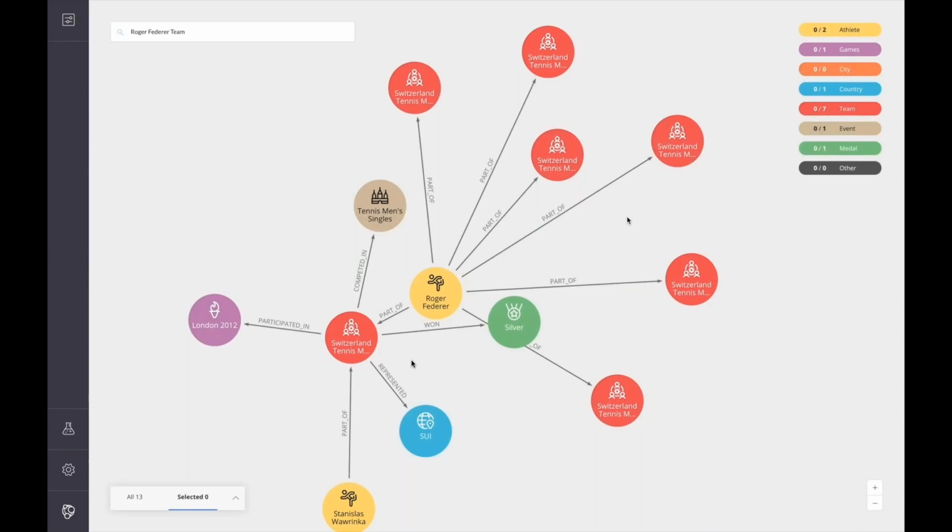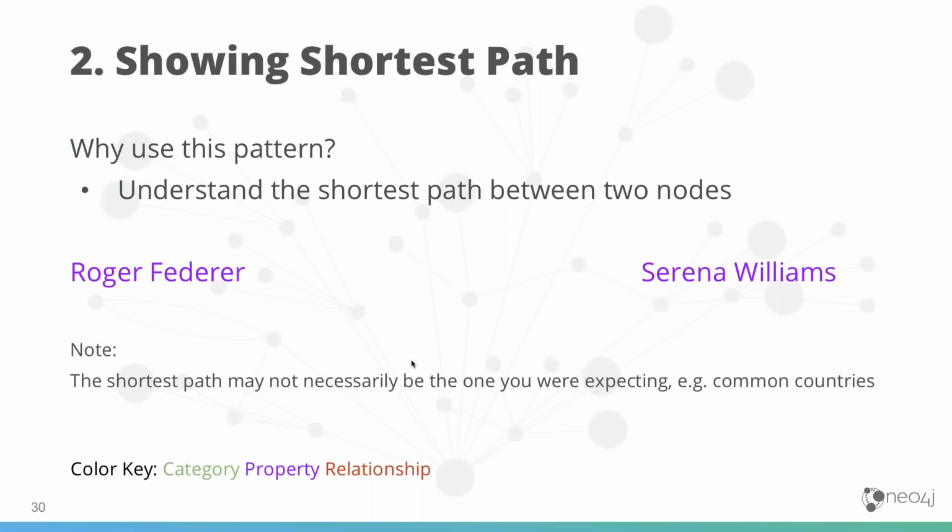So that's one pattern. You might explore by starting with a starting point, and then you start exploring relationships, and then you grow your graph, and then you find out exactly what you were interested in finding out.